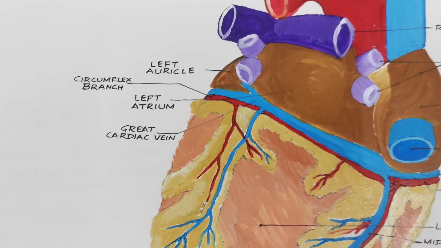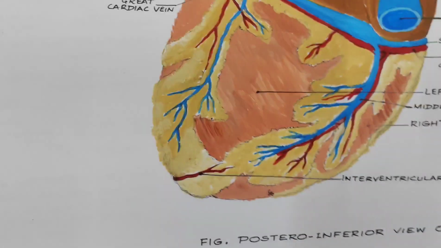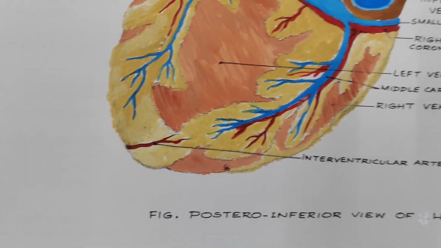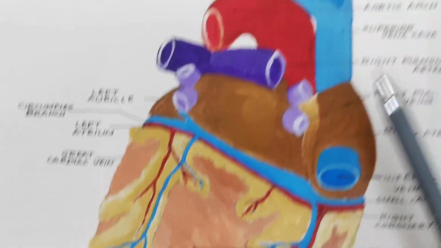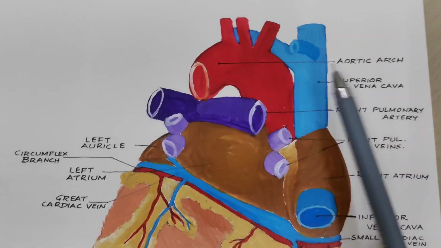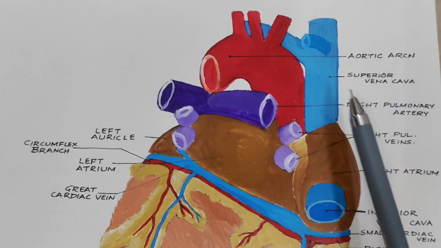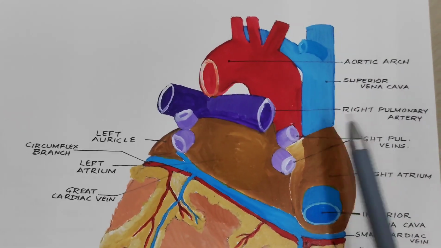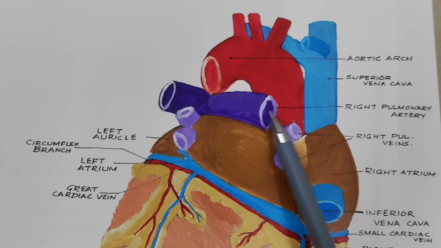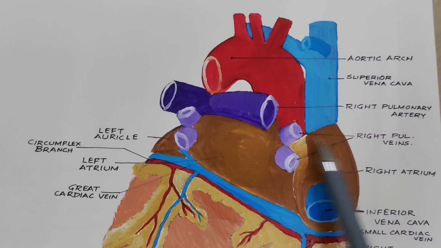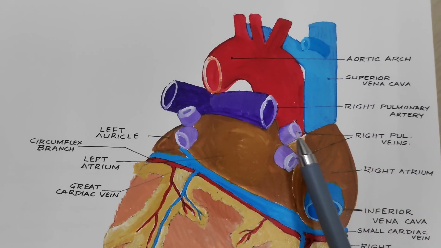Now let's look at the heart. This is the posterior inferior view of the heart. Here we see the aortic arch. This is the superior vena cava. This one is the right pulmonary artery. These are the right pulmonary veins.